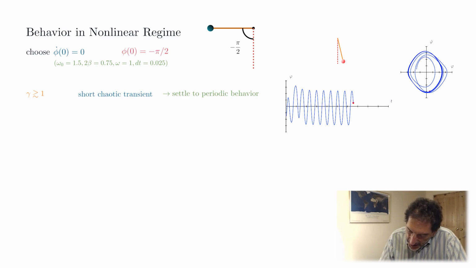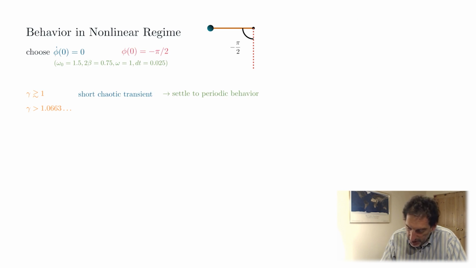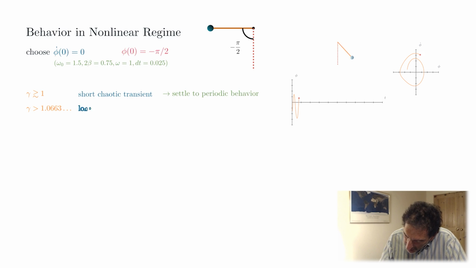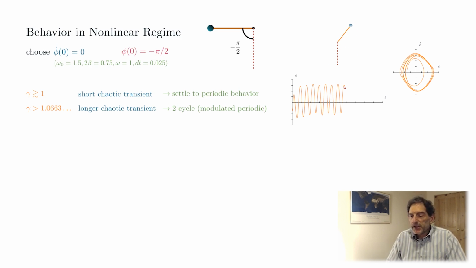Amazingly, as soon as gamma passes a critical value, which turns out to be 1.0663..., first of all, there's a longer chaotic transient, but then the system settles into a 2-cycle behavior. What I mean by a 2-cycle is that if I look at the oscillations of the pendulum, there'll be first a big oscillation, then a slightly smaller one. Big, small, alternating big and small. So this is the 2-cycle behavior. It's basically periodic, modulated periodic behavior.